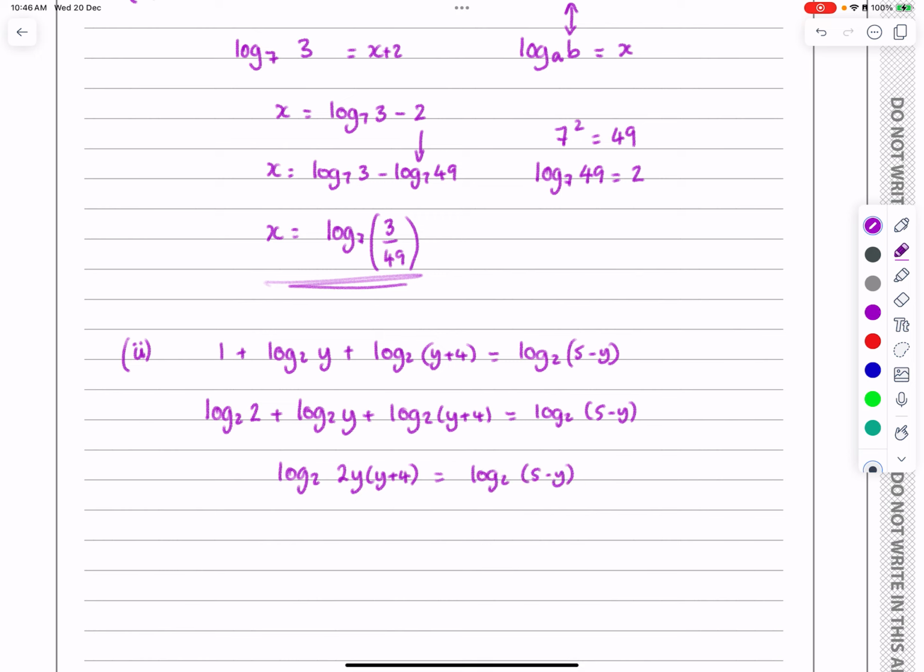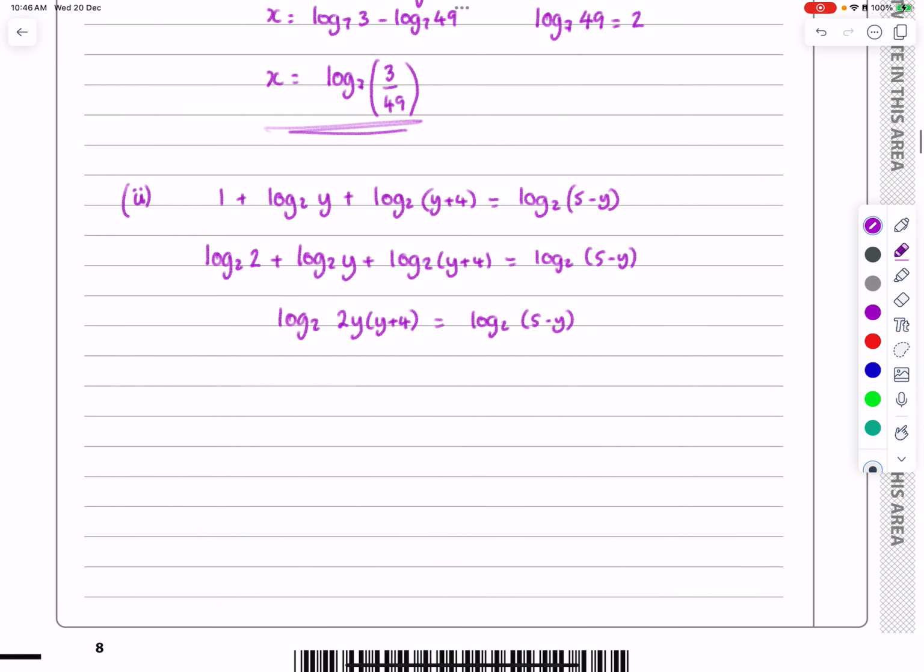So that's why I chose this method, because straight away now I can say that this bit is equal to this bit. Let's make the highlighter bigger. Okay, log of something is equal to log of something, then those two bits are the same as each other. So if I'm looking at that, I get that 2 times y plus 4 equals 5 minus y, and I've still got a little bit more work to do, but it's going to be a quadratic.